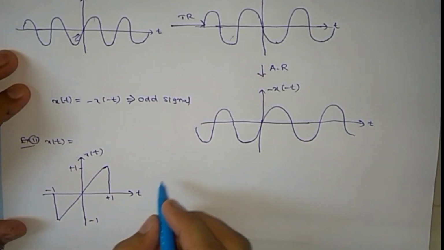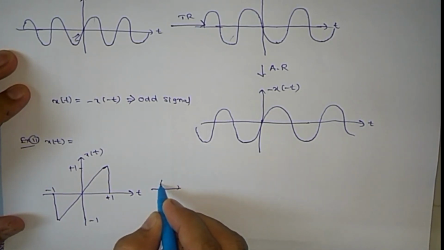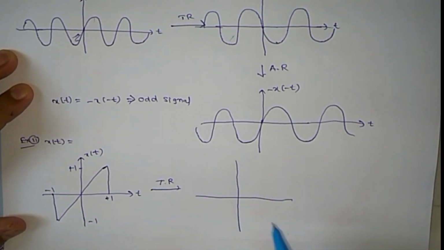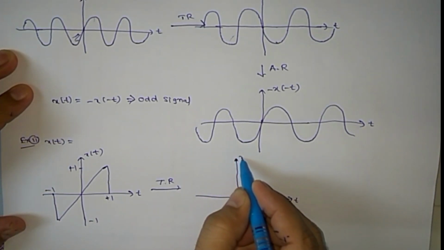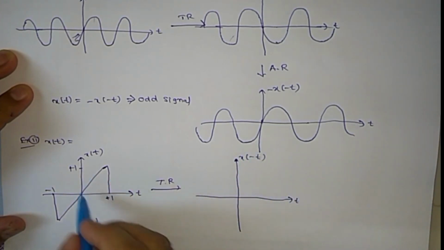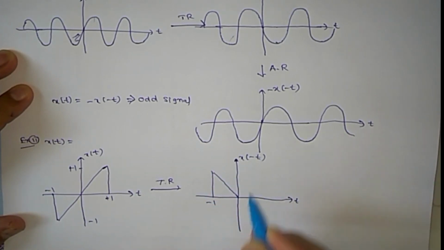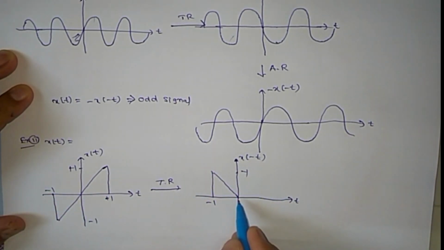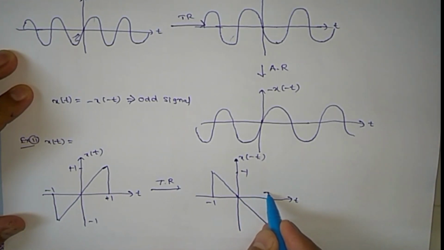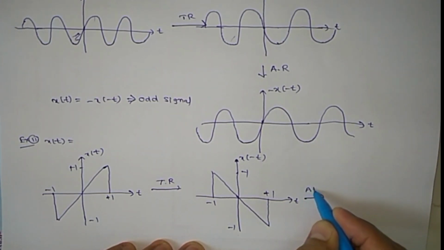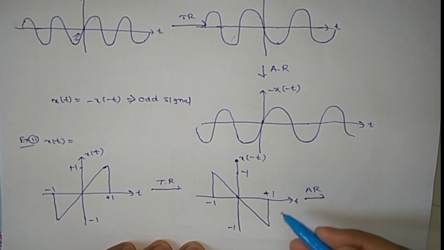Let us see the 11th example. For this signal, if you make time reversal, how will it be? We need to rotate with respect to the y-axis. So this part will come to this side and this part will come to this side. So are both signals the same? No, right? So next I am making amplitude reversal. I am rotating the signal with respect to the x-axis.